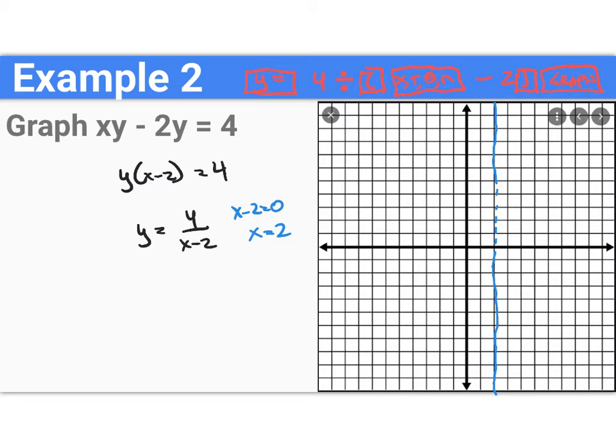Make sure you put your polynomial into parentheses, or else it will just do 4 over x and then it'll do minus 2 afterwards. And that's not what the function is. And our function looks something like this on the calculator.